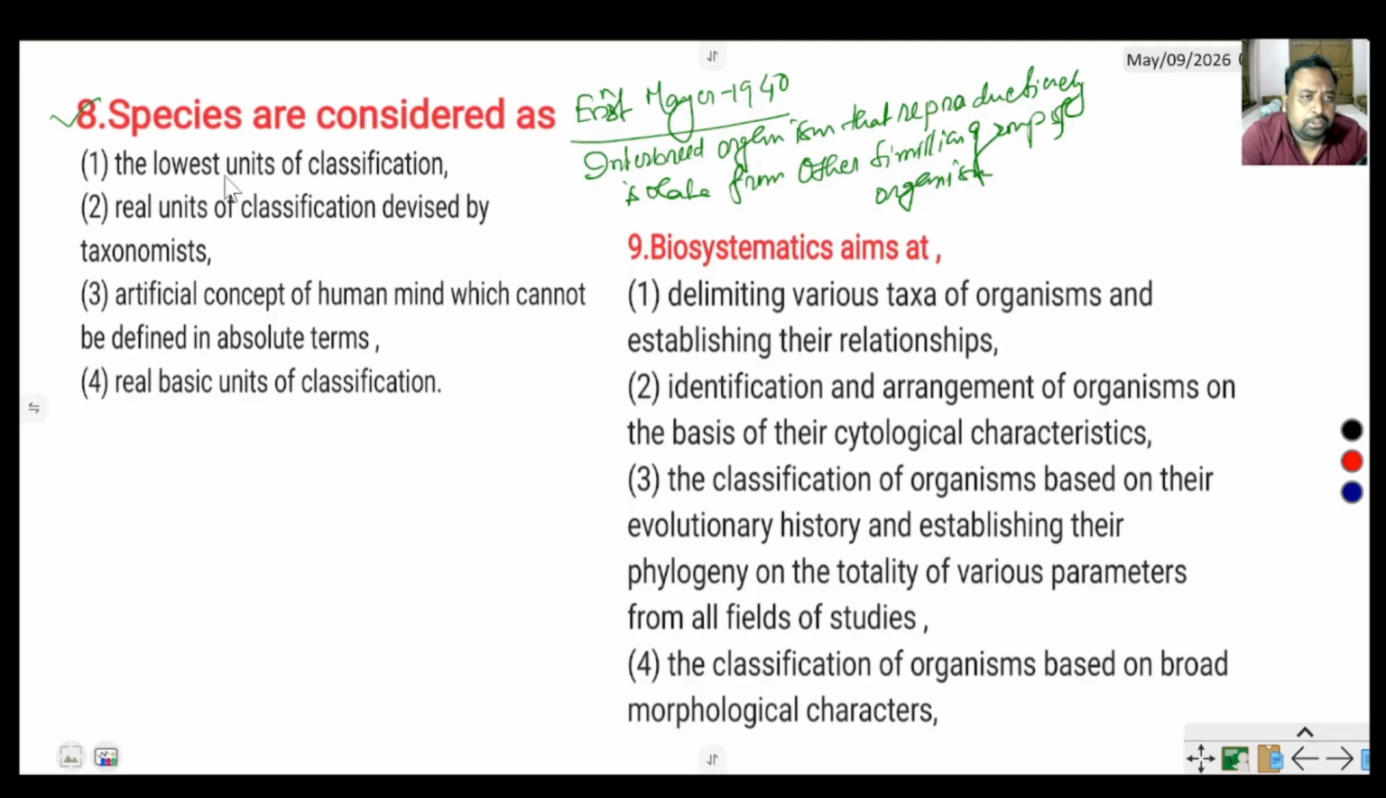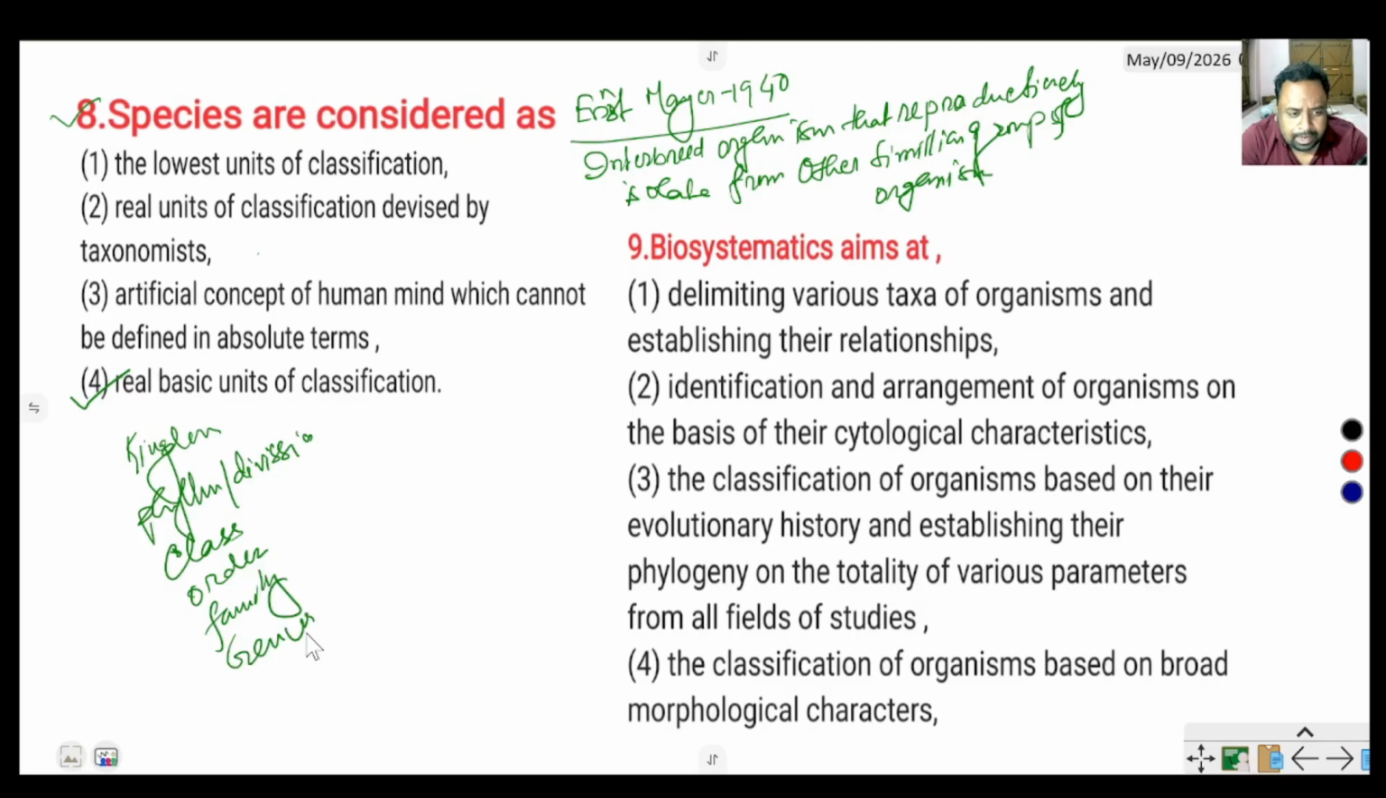Now look at the options. The lowest unit of classification. The unit of classification devised by taxonomists, an artificial concept of the human mind which cannot be defined in absolute terms. Real basic unit of classification. Real is the real basic unit of classification, because if we look at the hierarchical series like kingdom, phylum or division, class, order or family, genus, and species, species is the smallest and basic unit of classification. Okay, and each point is called taxon.